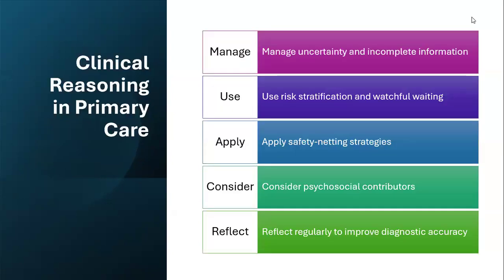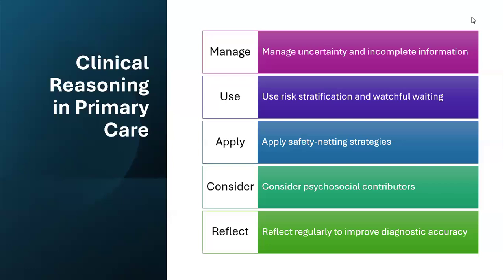So when it comes to clinical reasoning in primary care, we manage lots of uncertainty and incomplete information, because to assess a patient, we have only a maximum of 10 minutes and sometimes less than that. Within that time frame, sometimes the information we gather may not be 100%. And also, most of the time, there is uncertainty prevailing, which we have to tolerate, because whatever the patient says may not be 100% guiding you to a diagnosis. And also we use risk stratification and watchful waiting.